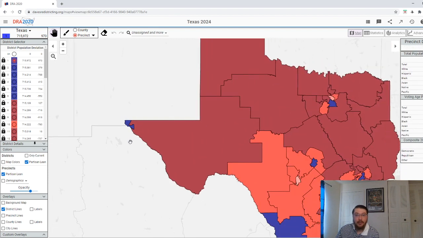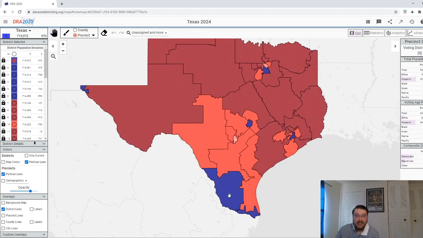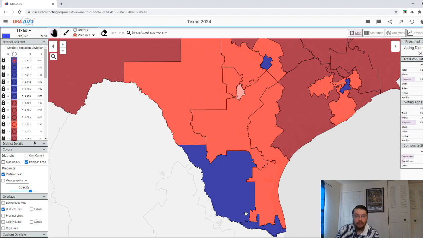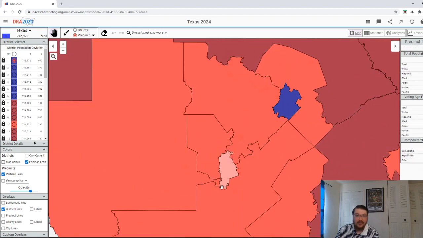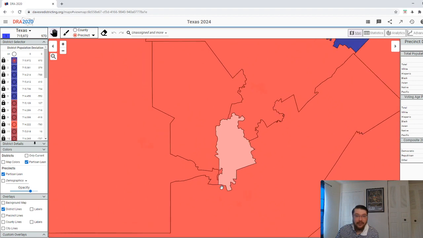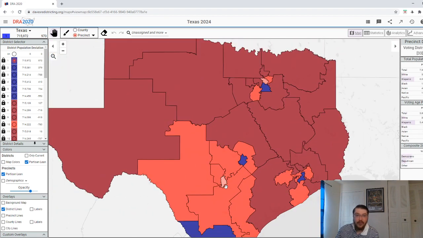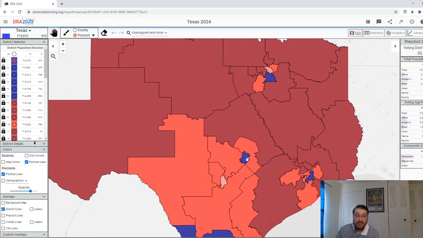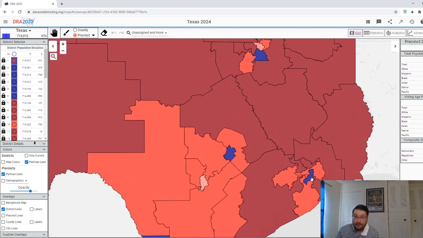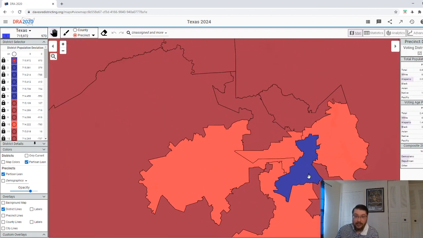So, of course, this is the El Paso district. These two are Brownsville and South Texas. San Antonio, I've split up into a few districts, with only one of them being competitive. This is Austin, obviously. Here's Houston.